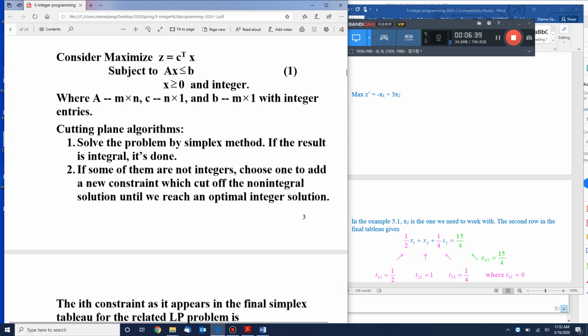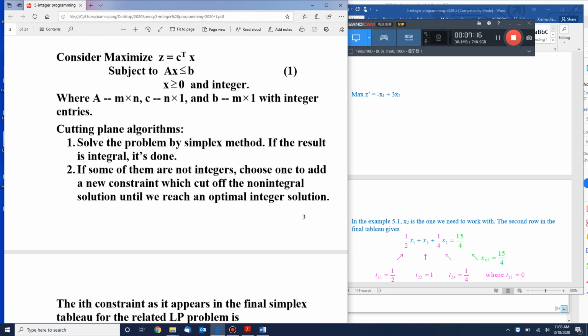Now what we do is the same as what we did in example 5.1. We first solve the problem by the simplex method if we can, or we use the two-phase method, or we use the Big-M method to solve the problem. At the beginning, we don't even consider whether those variables should be integers. Once we get the result, if it is integral, then we're done.